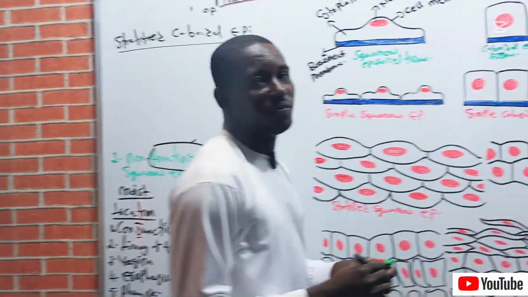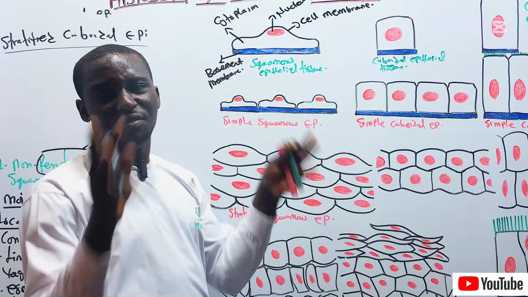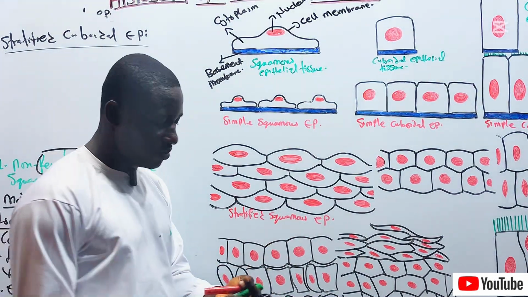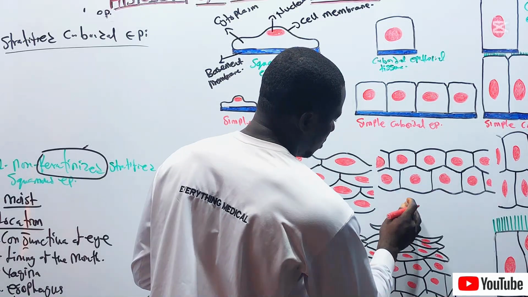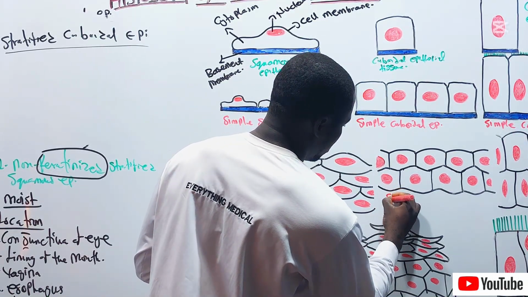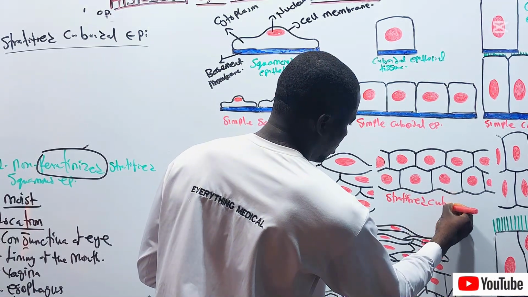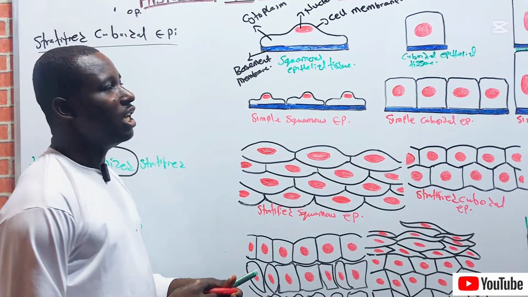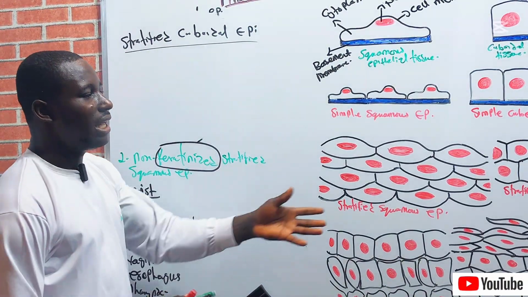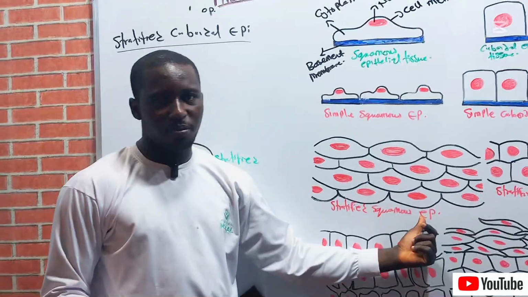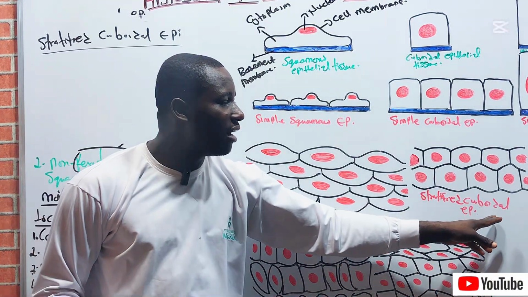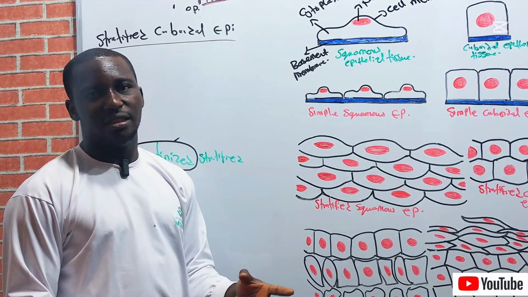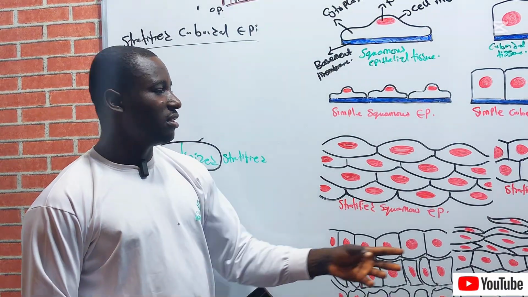This diagram here shows us stratified cuboidal epithelium. Recall that it contains several layers of cells. And this stratified cuboidal epithelium is not commonly seen as stratified squamous epithelium. Stratified cuboidal epithelium is seen in the excretory duct of the salivary gland and sweat gland.